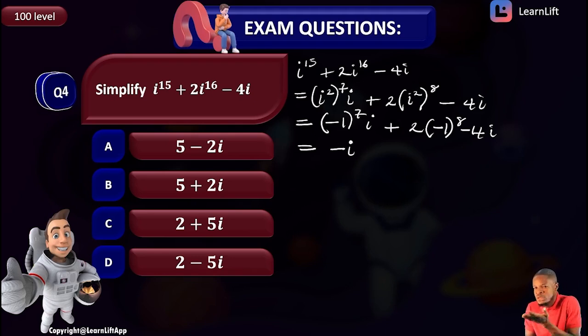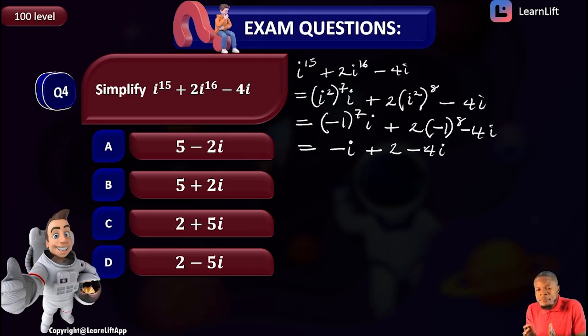Oh yes, you are becoming matured in this. Let's go on. This is going to give you plus what? Minus 1 raised to the power of 8. Of course, that's an even number, and then you're going to have 1 there, right? 1 times 2 is going to give you 2 minus, what do we have this to be? 4i.